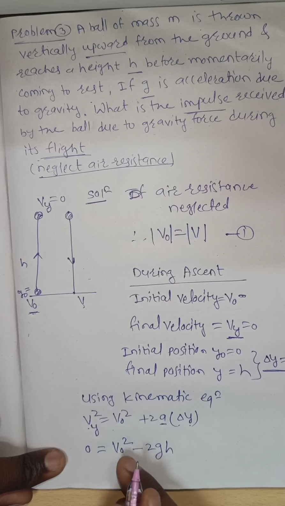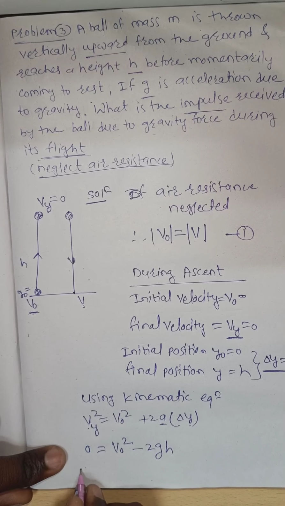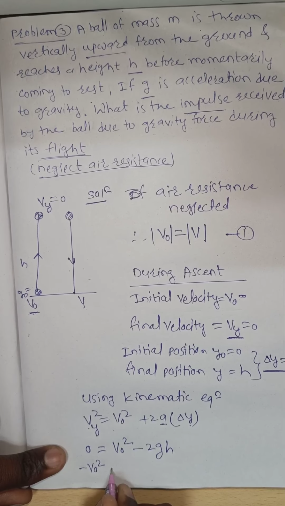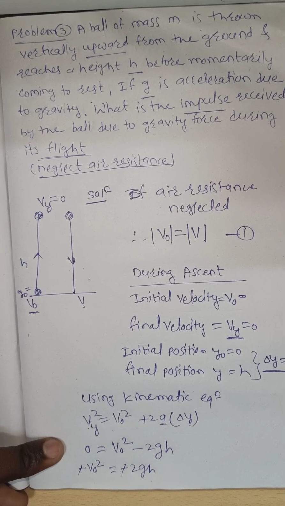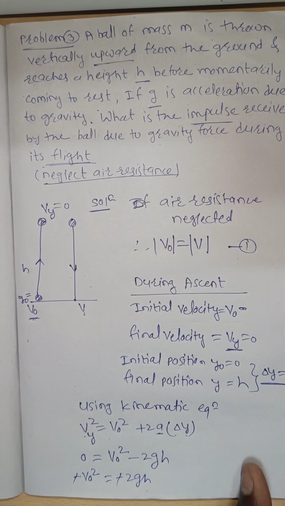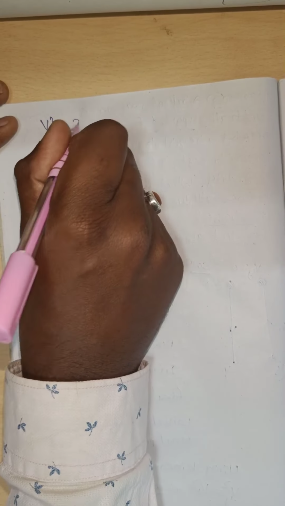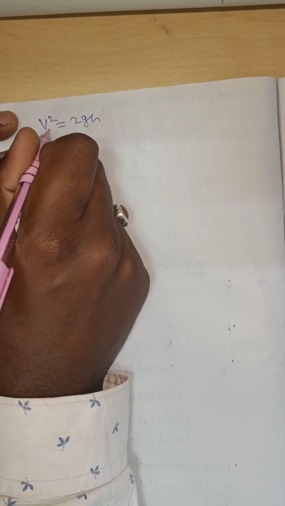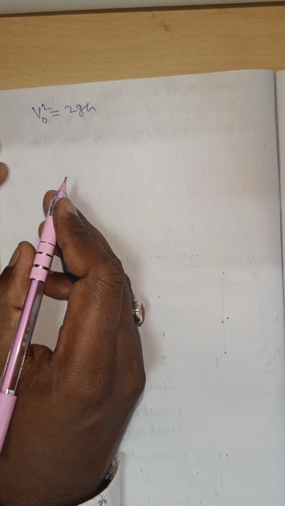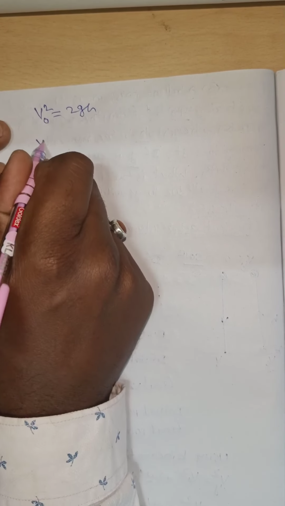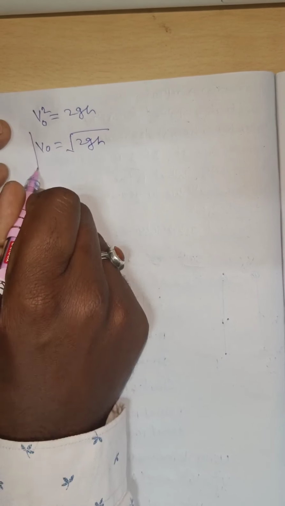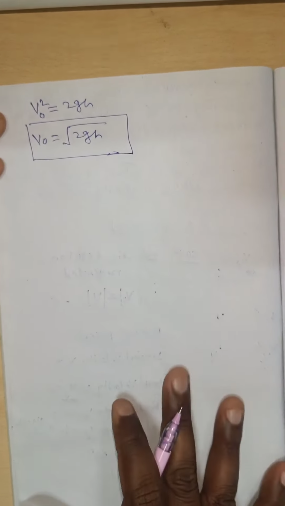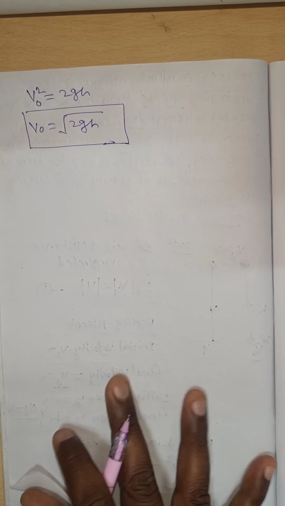If we shift v square to the left hand side, it becomes minus v0 square equal to minus 2gh. Cancelling the minus signs, v0 square is equal to 2gh. Taking the square root on both sides, v0 is equal to under root 2gh. This initial velocity is under root 2gh.